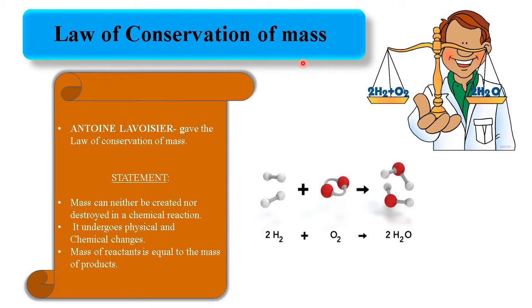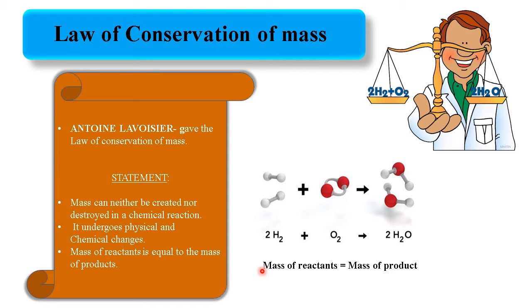This law was given by Lavoisier in 1774. He stated that mass can neither be created nor destroyed in a chemical reaction, which means the total mass of the reactant is equal to the total mass of the product. Here, the reactants are the substances which combine together in a chemical reaction, and the product is the new substance formed as a result of the chemical reaction.